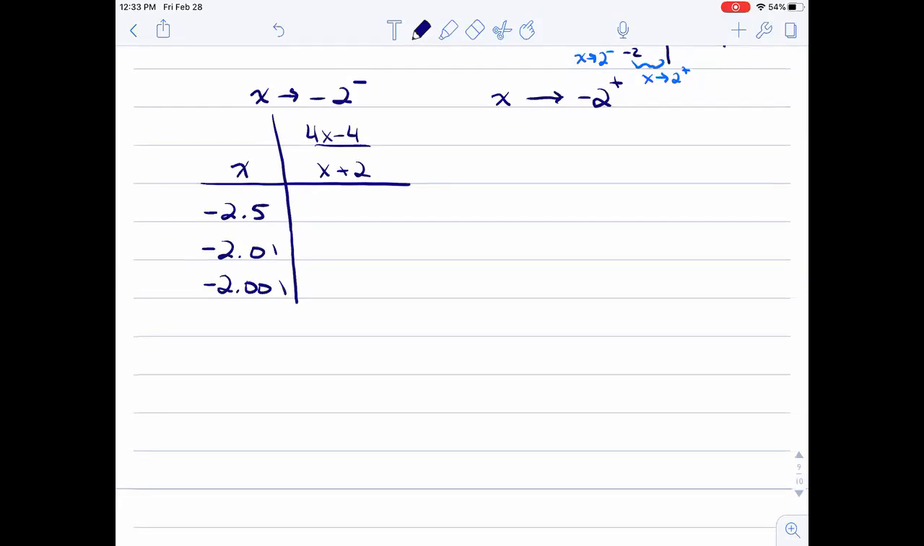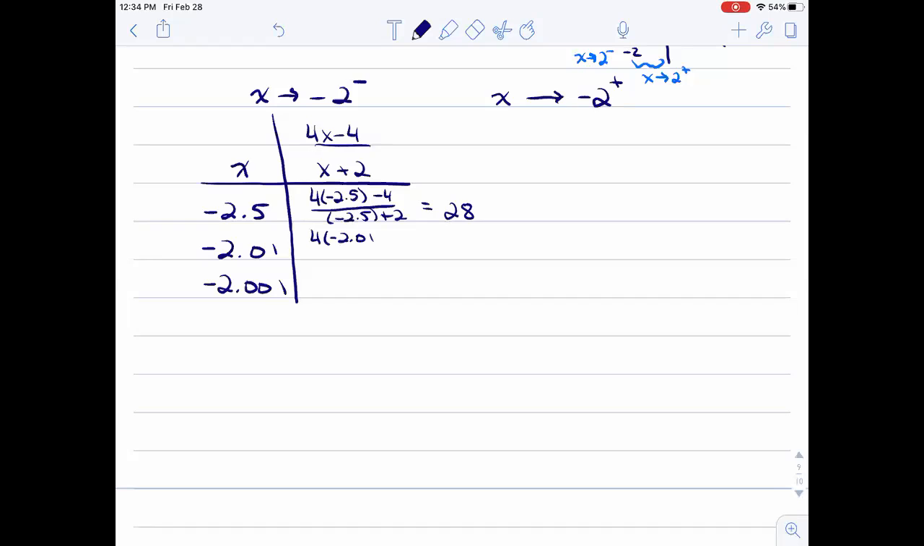4x minus 4 over x plus 2, we get 4 times -2.5, minus 4 over -2.5 plus 2. And of course, use your calculator here. Negative 2.5 times 4. I'll just do it on mine here. Negative 14, divided by negative 0.5. I get 28. Is that what you guys got? Try another one.